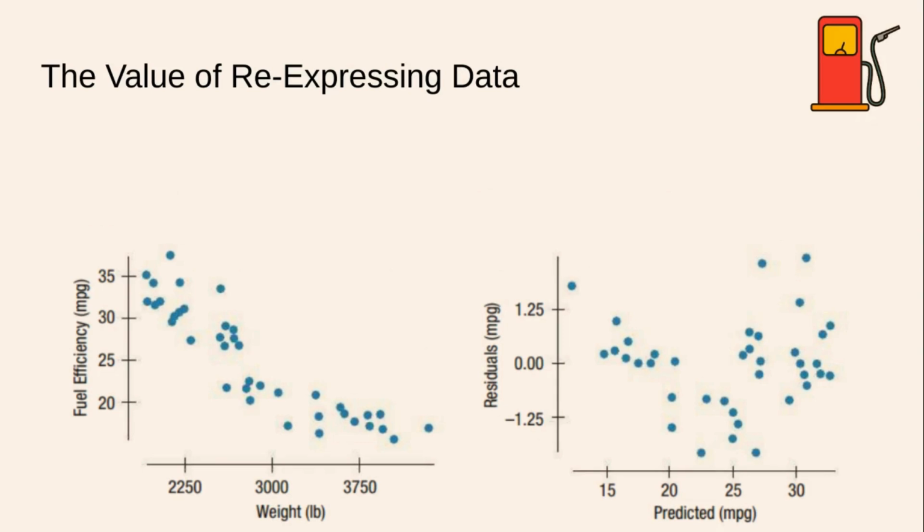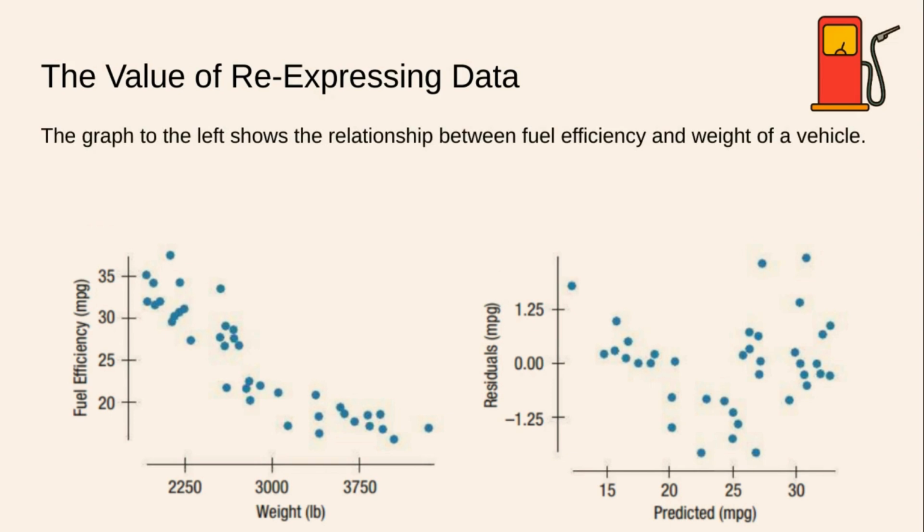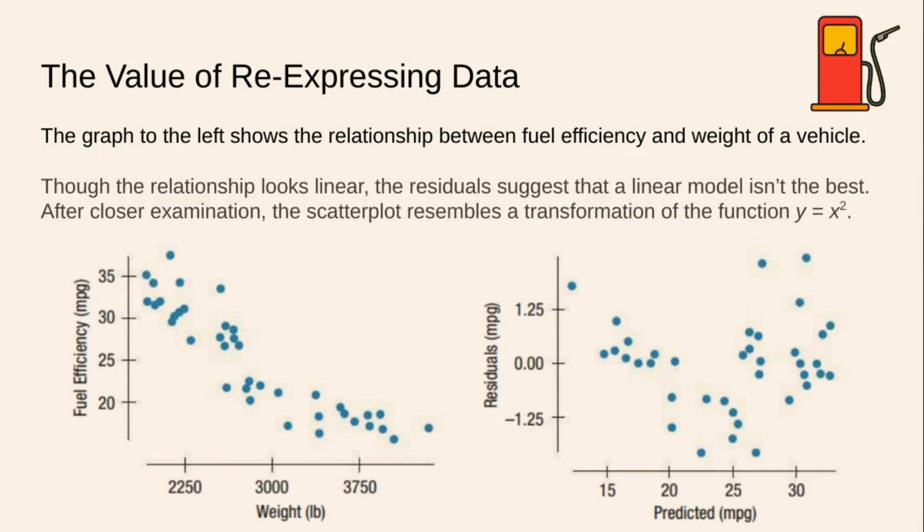So here's the value of re-expressing data. The graph to the left shows the relationship between fuel efficiency and the weight of a vehicle. As you will quickly notice, though the relationship looks linear, the residuals suggest that a linear model is not best. After examining the residuals, the scatter plot looks kind of like a variation on y equals x squared. Maybe a little horizontal and vertical shifting going on, but it looks like a transformation of y equals x squared. That is a pattern, and we don't want any patterns in our residuals.